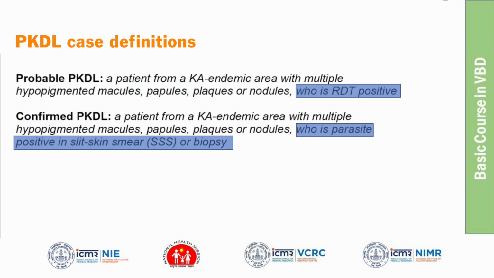Then treatment outcomes in case of PKDL: initial cure is clinical improvement at the end of treatment, defined as a considerable reduction in the number and size of skin lesions. Final cure is clinical cure 12 months after the end of treatment, defined as a complete resolution of macules, papules, plaques, and nodules. So these are the definitions of PKDL treatment outcomes. There may be initial cure or there may be final cure.